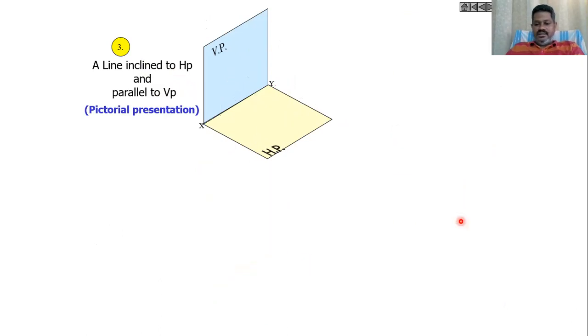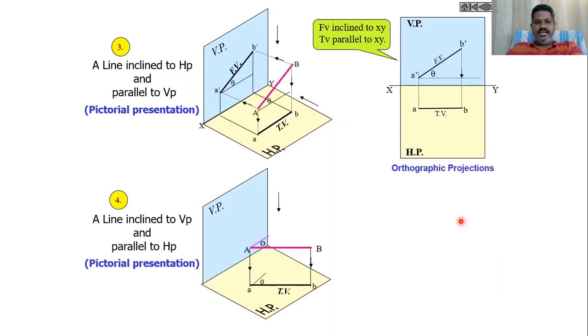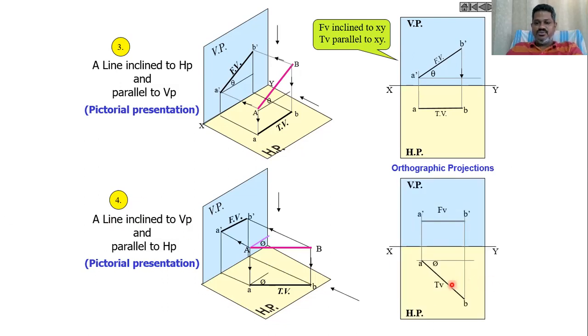Then in the case when the line is inclined to VP and parallel to HP, in this case also, first we have to draw the top view with a given inclination, draw the line, indicate the points with a given length, then project the points to the front view. This is how we have to draw. In the third case, when the line is inclined to HP and parallel to VP, we have to draw the front view first, then these points are projected to get the top view.